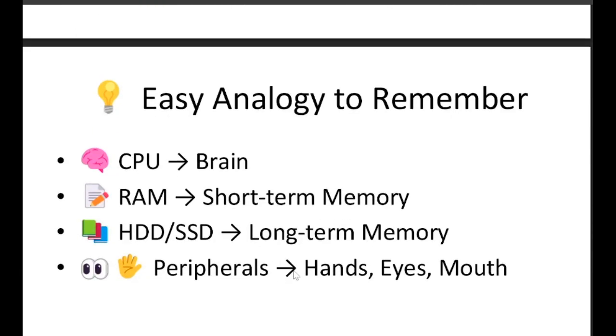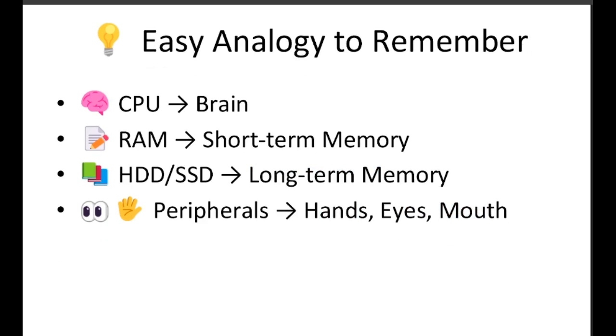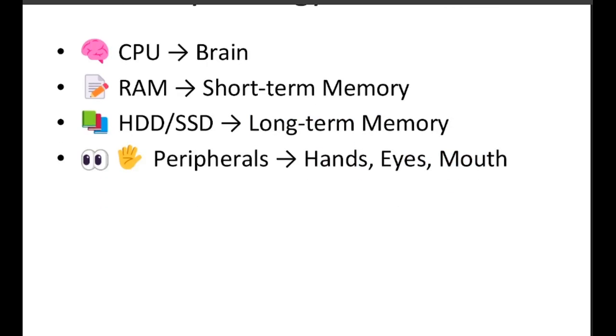Easily, if you want to understand, you can just remember it like this. CPU is the brain, and RAM, random access memory, is the short-term memory. Hard disk and SSD are the long-term memory, and peripherals you can think of as hands, eyes and mouth. Okay, so that's all for today.